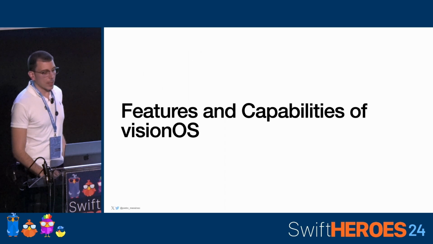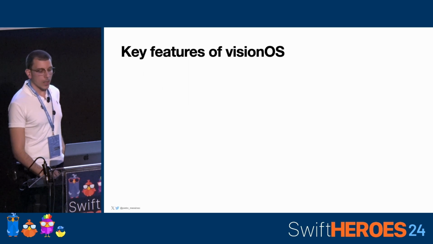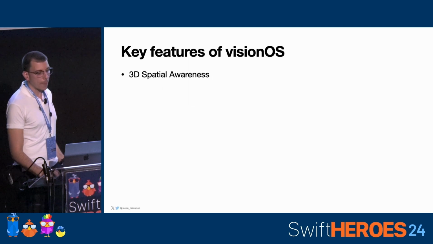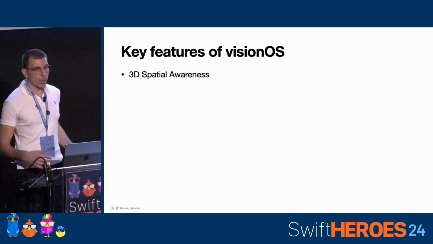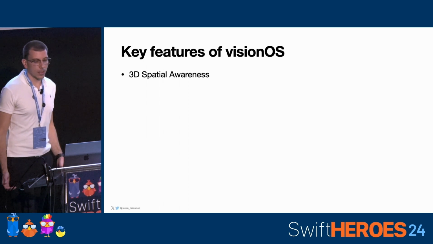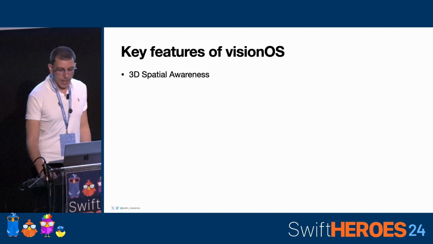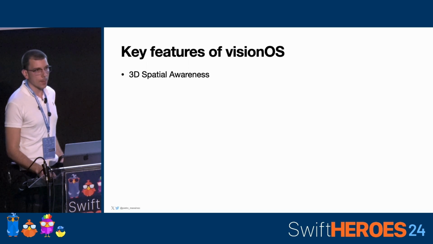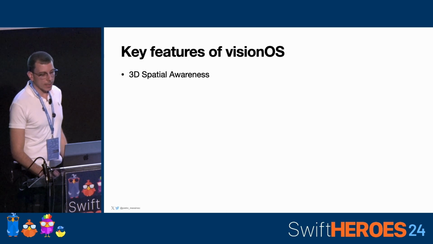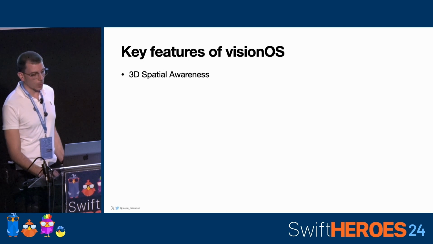So which are the features and capabilities of VisionOS? Let's start with the key features. Thanks to the 3D spatial awareness, basically the device is able to recognize and map the physical space around the user. So it's able to understand what's around us, and based on that it is also able to allow us to interact with the digital content in the real world.